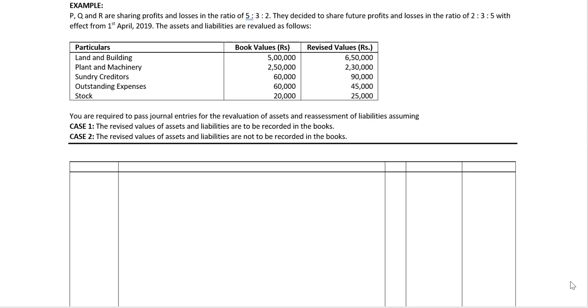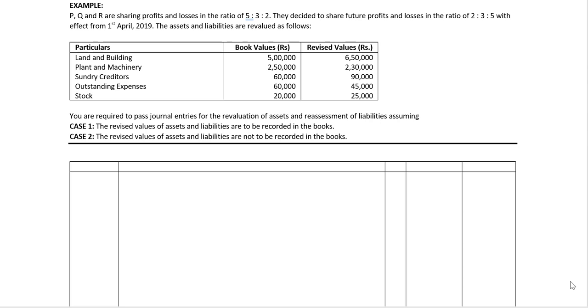So we have a few assets and a few liabilities which are given. The book value is given and the revised value is also given. We are asked to pass journal entries for the revaluation of assets and reassessment of liabilities, assuming there are two cases given. Case 1 says the revised values of assets and liabilities are to be recorded in the books, and case 2 says the revised values of assets and liabilities are not to be recorded in the books.